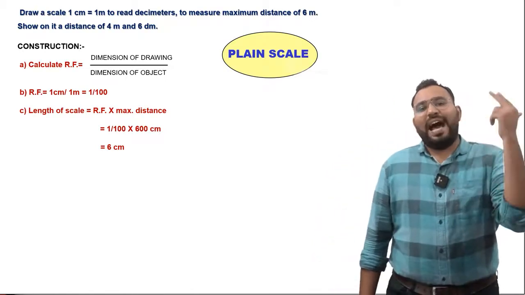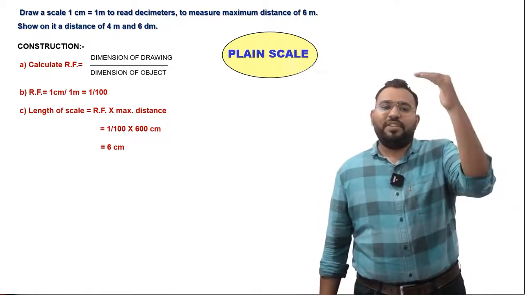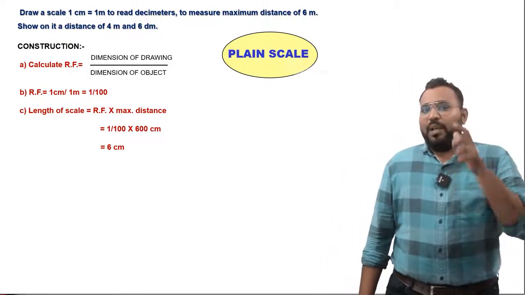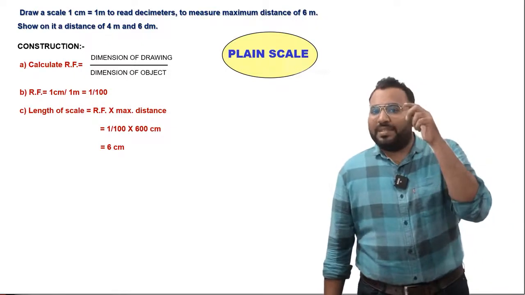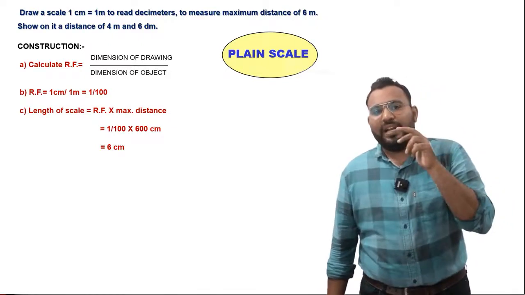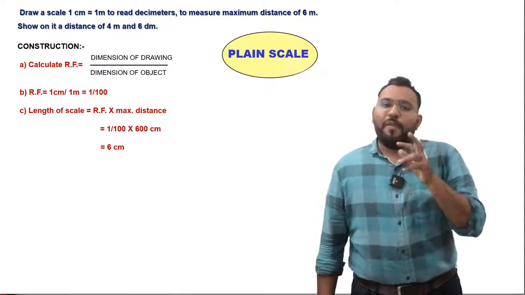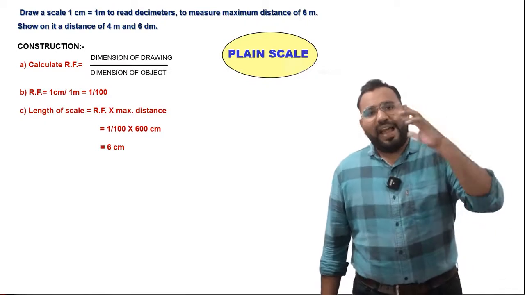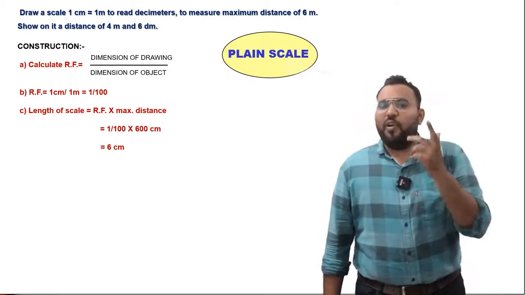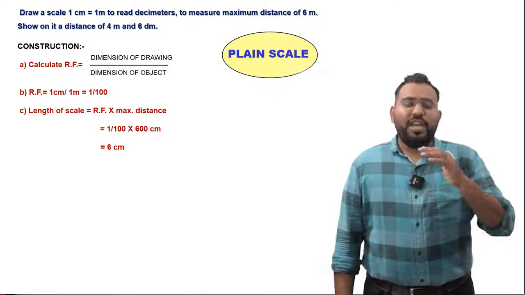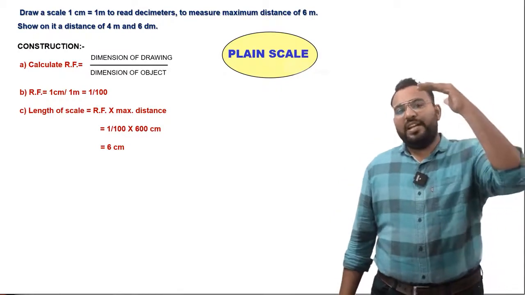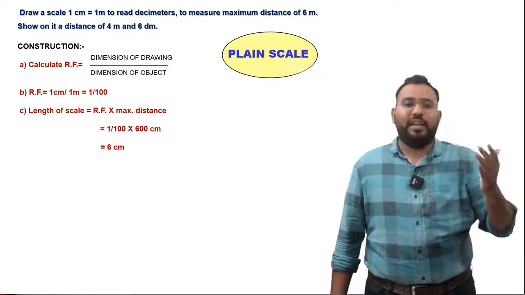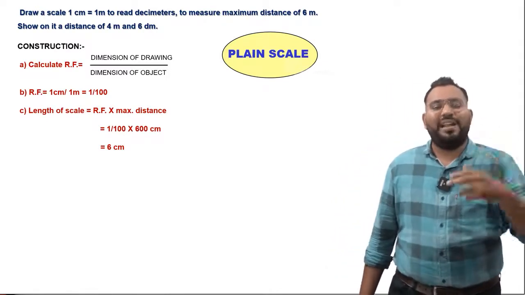So I will write RF equals drawing dimension, which is 1 centimeter, upon actual dimension, which is 1 meter. Now in this example, in the numerator the drawing dimension is in centimeter, whereas in the denominator the actual dimension is in meter. I already told you the representative fraction is a unitless quantity, so if the numerator and denominator units are different, you have to make them the same. So I am going to convert 1 meter into centimeter. You know that 1 meter is equal to 100 centimeter.